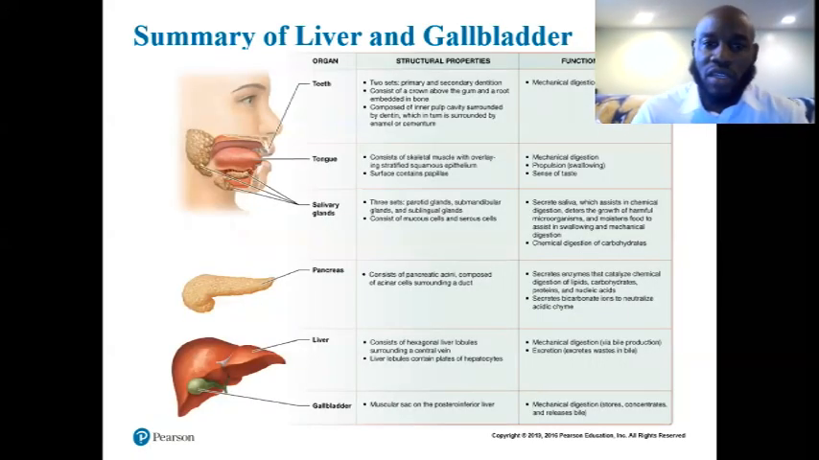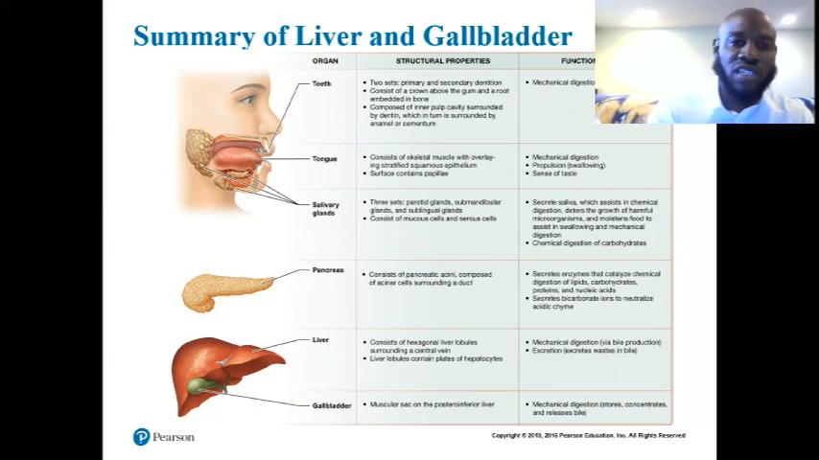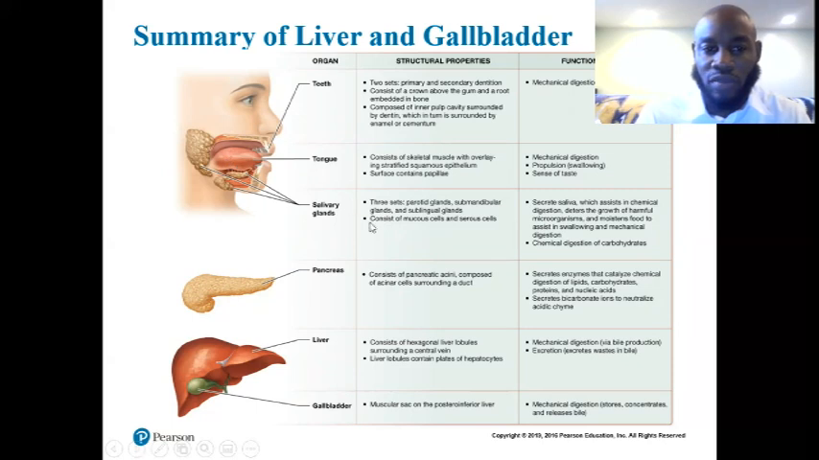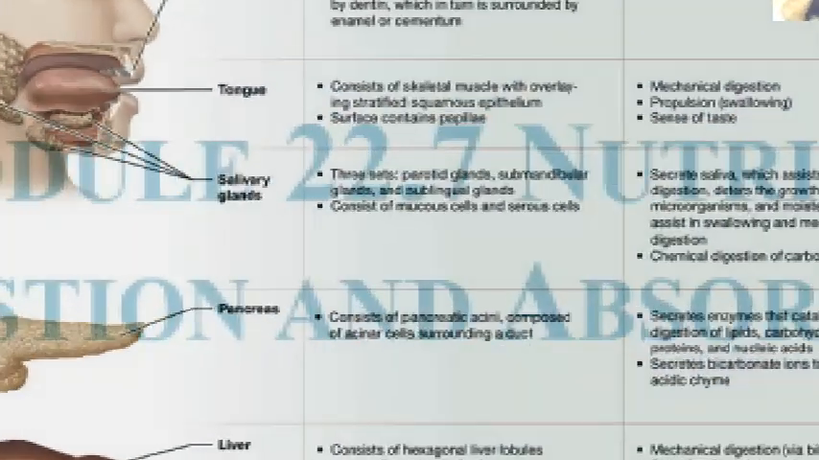This is everything, the liver and the gallbladder, and basically all of your accessory organs of the digestive system put together. Right? We have the teeth, the tongue, salivary glands, pancreas, liver, and gallbladder. All assist in helping food be digested.